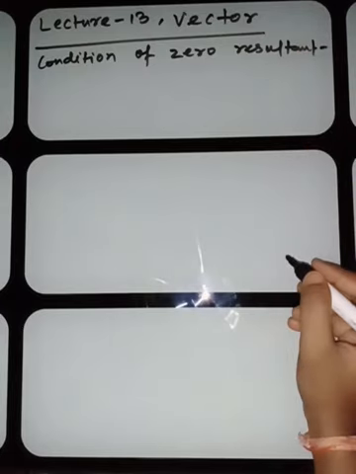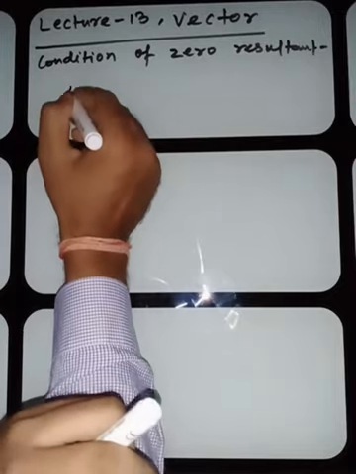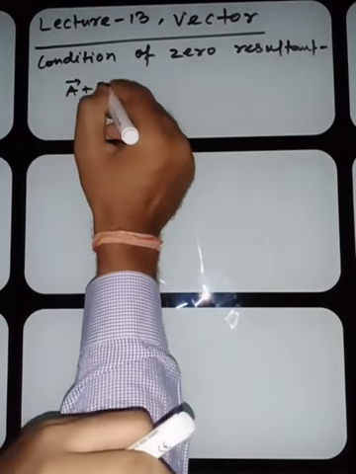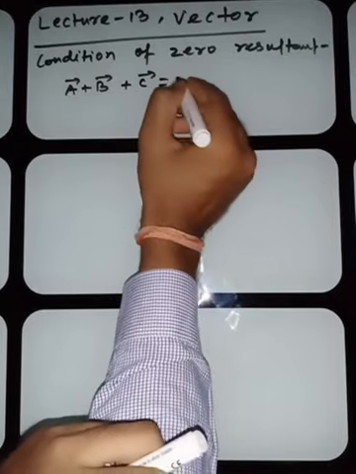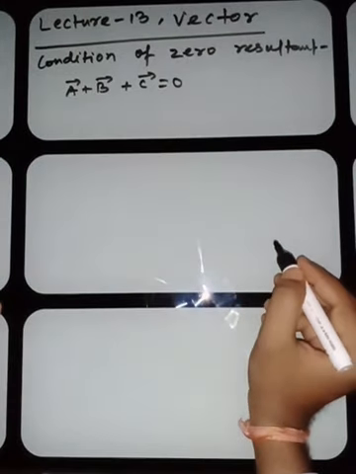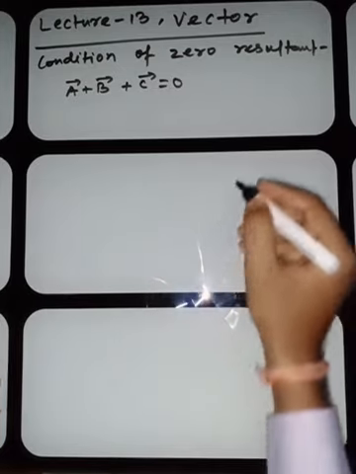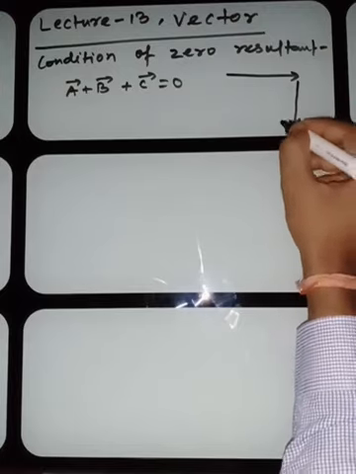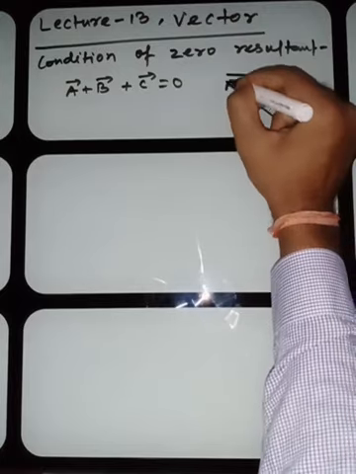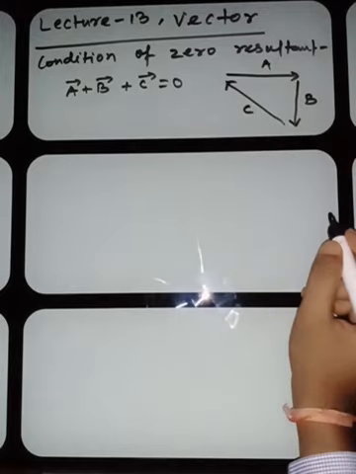Okay, we are going to find out the condition of zero result. My dear students, as you know, if it is written vector A plus vector B plus vector C is 0, then how will you represent this particular thing using the diagram? Using the diagram, suppose this is the vector A, this is the vector B, and this is the vector C. Alright, A, B, and C.